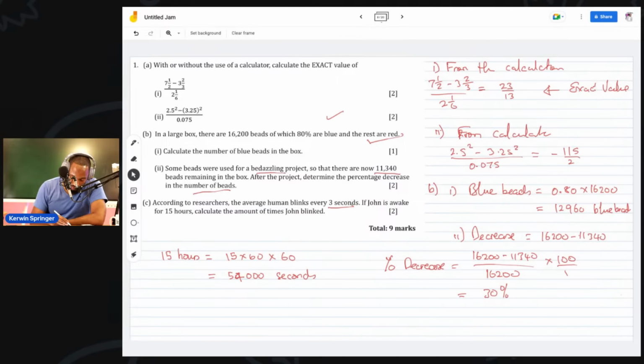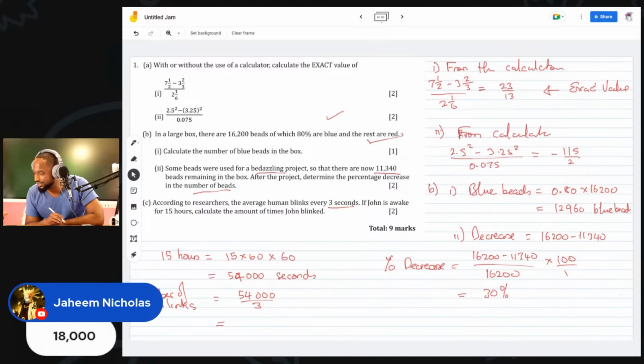And you blink every 3 seconds. So the number of blinks is going to be equal to 54000 divided by 3, which is, according to the chat, 18,000. That is correct. Just like that, we rack up our next question.